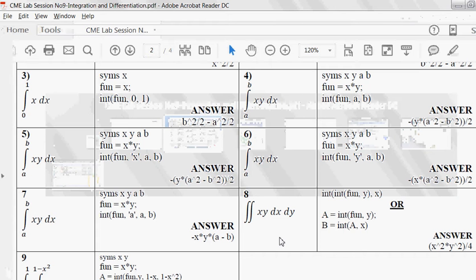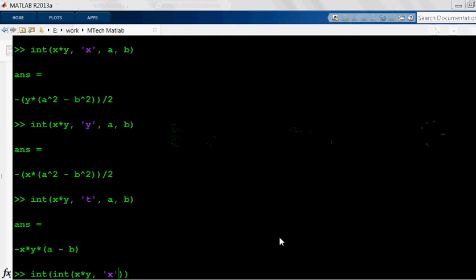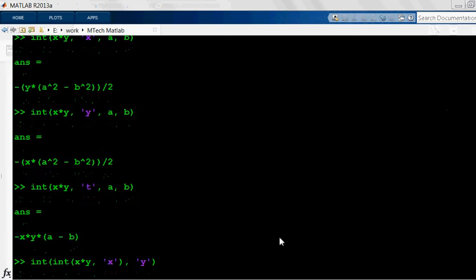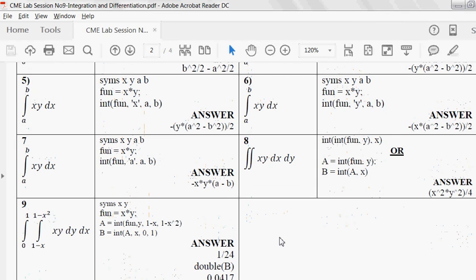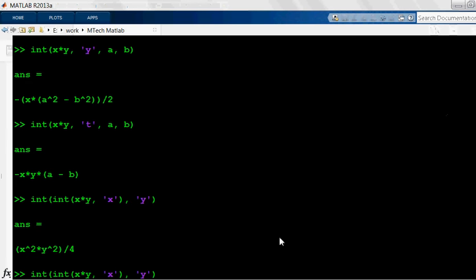That has to be integrated with respect to what? With respect to x. Okay, that is integrated with respect to x. And next one, this answer will be integrated with respect to y. So the answer is going to be x squared minus y squared by 4. Okay, and next problem, we have limits of integration for this particular thing itself.